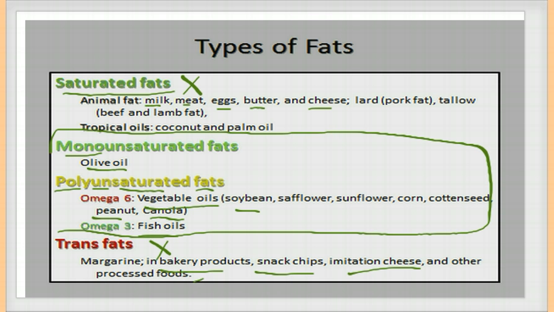which is your monounsaturated fat and your polyunsaturated fat. Sometimes I don't even want you to say monounsaturated or polyunsaturated. I just want you to say unsaturated fat. I'm not too particular in differentiating between these two. So saturated fats are bad, trans fats are bad, unsaturated fats are good fats. They're mostly from plant materials.